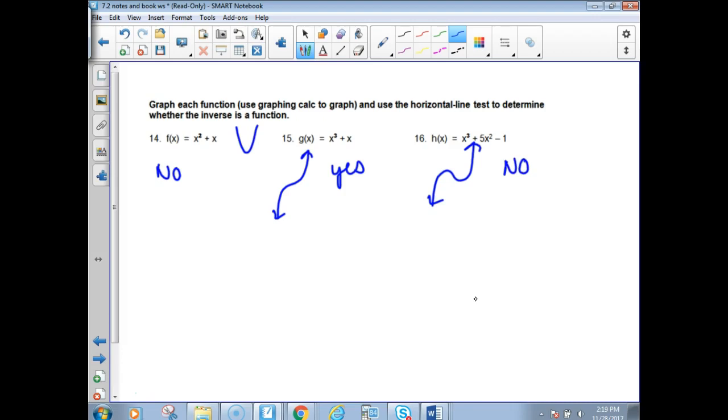Brooke? Because this parabola won't pass the horizontal line test. So the inverse would go like that, and that's not a function. Okay? No, I'm glad you asked if we weren't getting that. So see these, this one won't pass it.